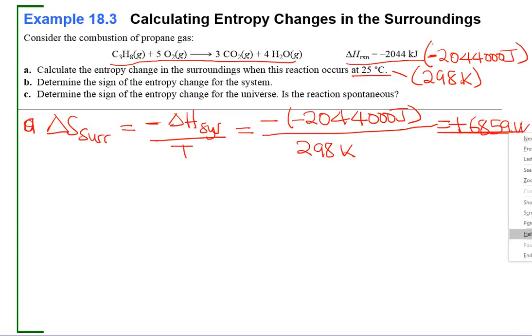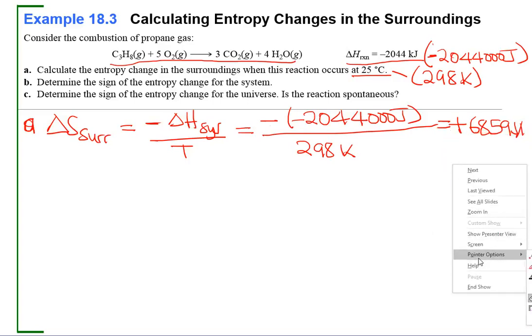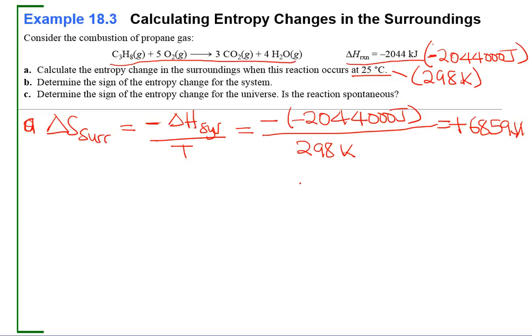So we are going to obtain a positive entropy, not negative entropy like we did at the beginning. So joules per Kelvin. Here we can say that delta S surrounding is equal to plus 6859 J/K. So that is question A.